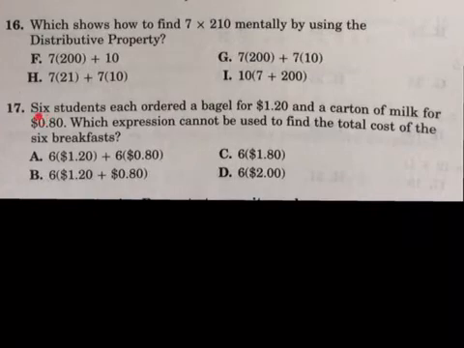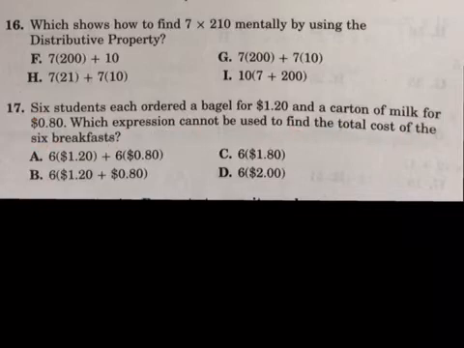6 students. Okay, remember the number 6. 6 students each order a bagel for $1.20. So 6 times $1.20. And a carton of milk for 80 cents. So 6 times 80 cents. Which expressions cannot be used to find the total cost of 6 breakfasts?